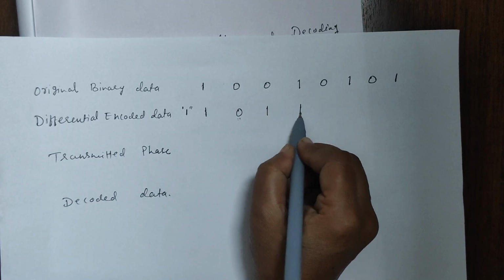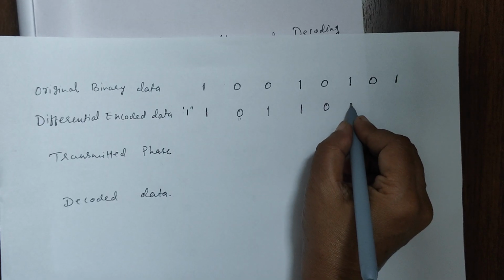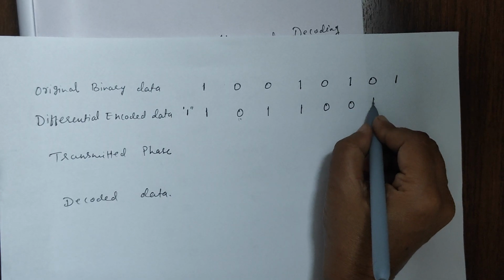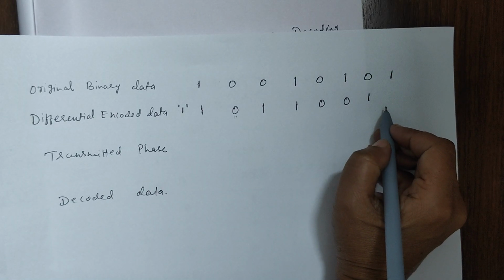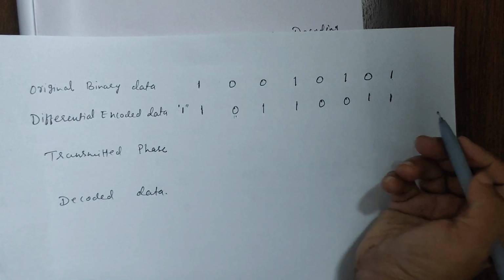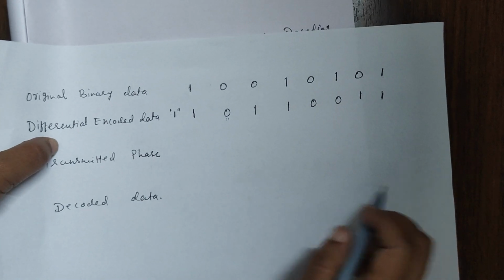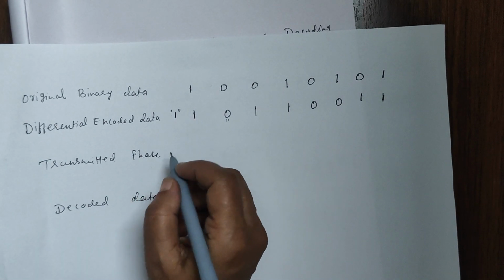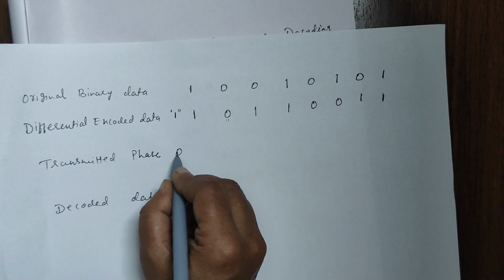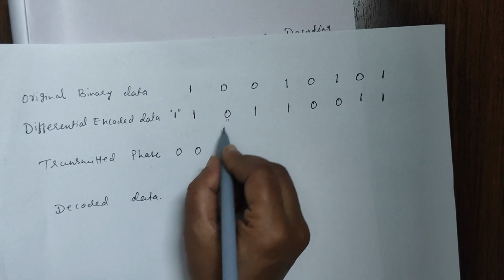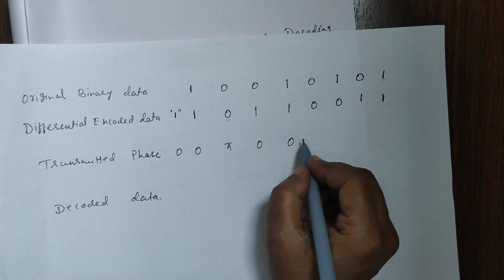1 XNOR 1 is 1. 1 XNOR 0 is 0. 0 XNOR 1 is 0. 0 XNOR 0 is 1, and 1 XNOR with 1 is 1. So the differential encoding is done. Now let us assign the transmitted phase. For bit 1, the transmitted phase is 0. For bit 0, it is pi.